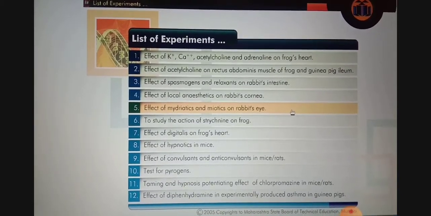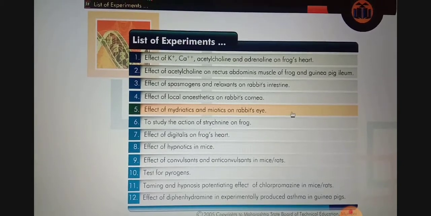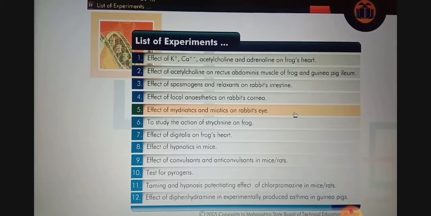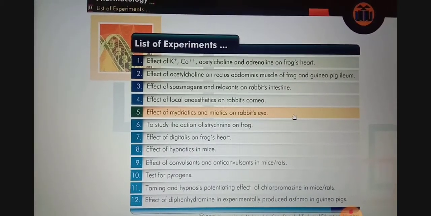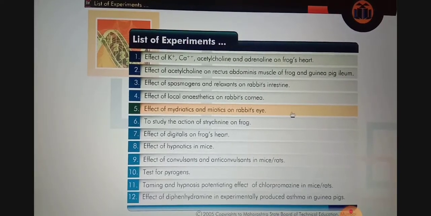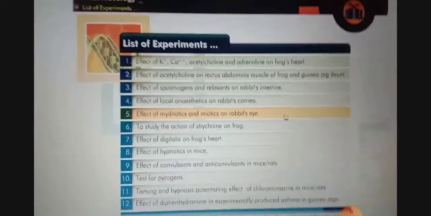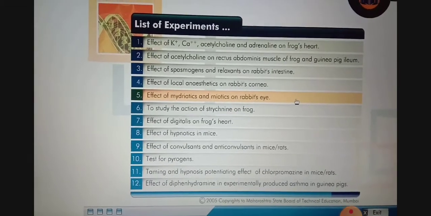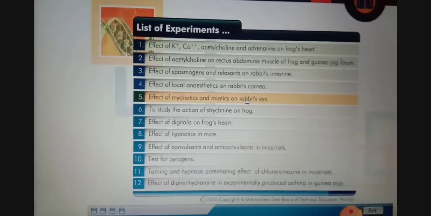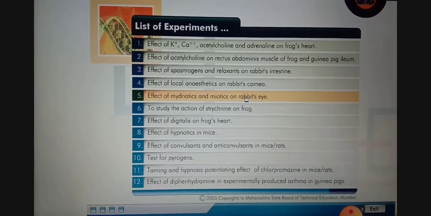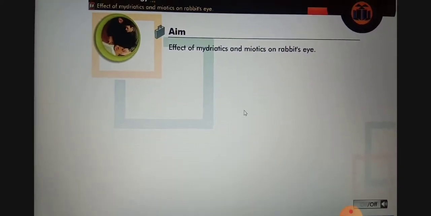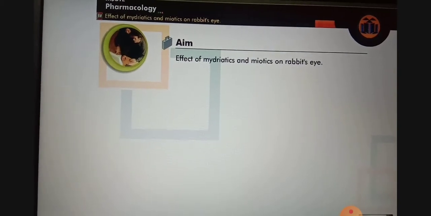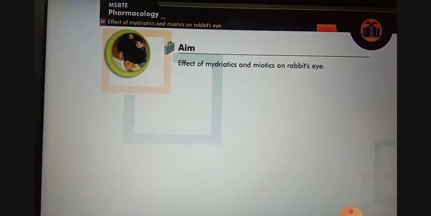Experiment number 14 in our journal is to observe and study the effect of mydriatics on rabbit's cornea, and experiment number 15 is to observe and study the effect of miotics on rabbit cornea. First we will see the experiment, the effect of mydriatics and miotics on rabbit eye. The aim of this experiment is the effect of mydriatics and miotics on rabbit's eye.